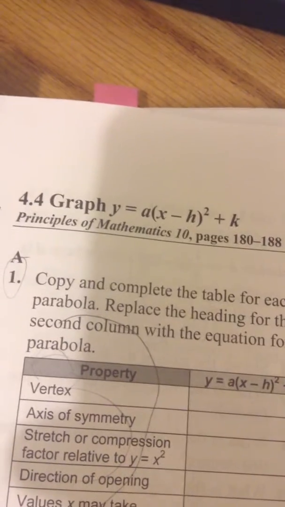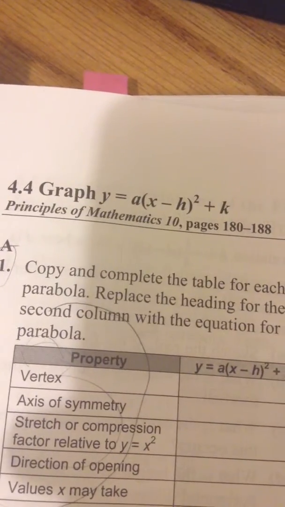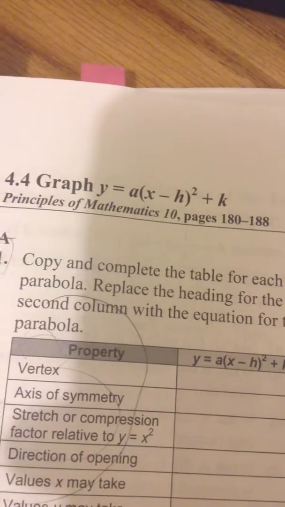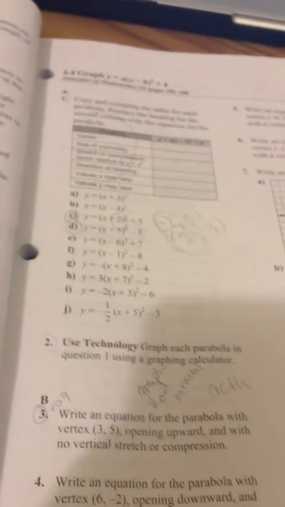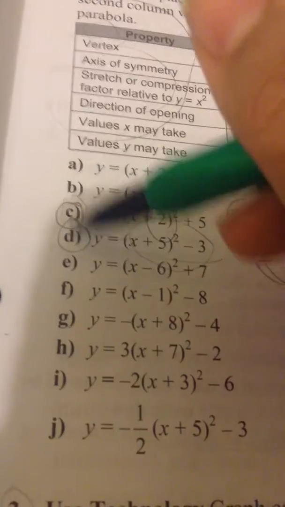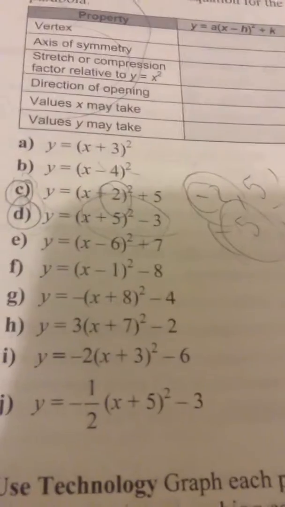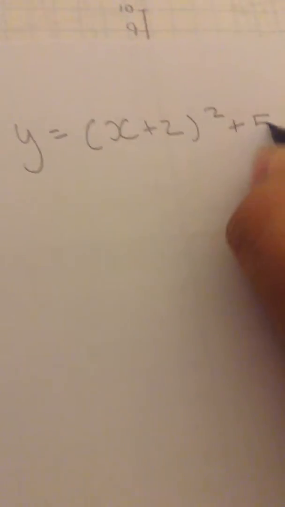Hi guys, so today we're going to be learning about how to graph using vertex form and the transformations of a quadratic relation. So we're going to first off start with how to graph with vertex form. So the equations that we're going to pick up are going to be C and D. So first let's write down our C. y equals (x + 2)² + 5.